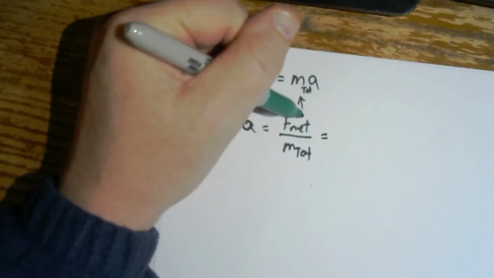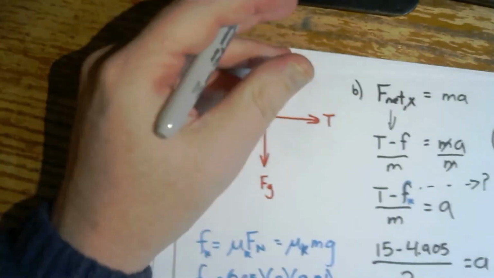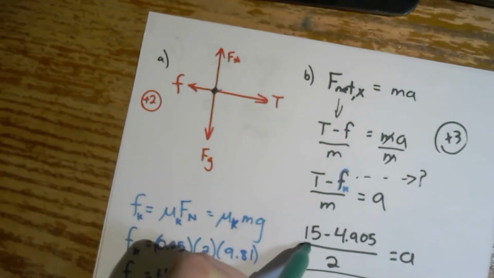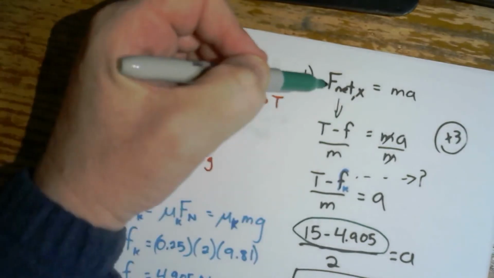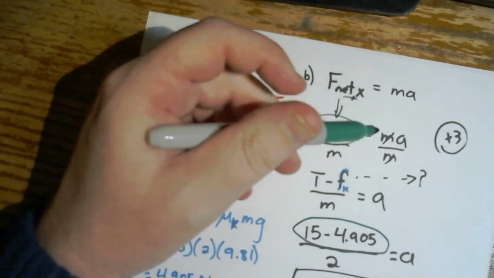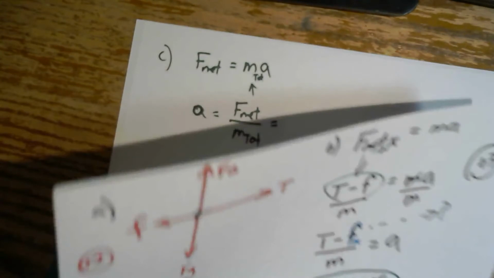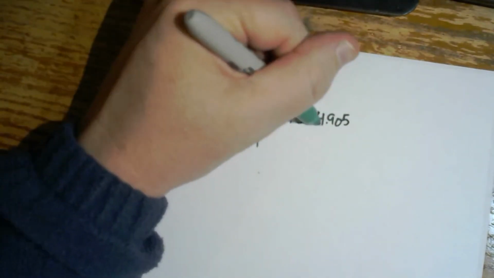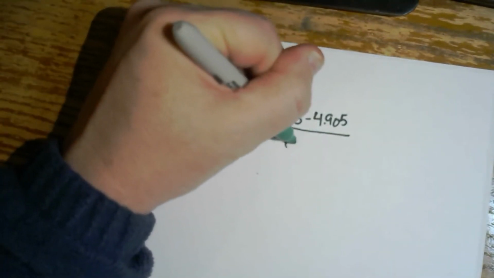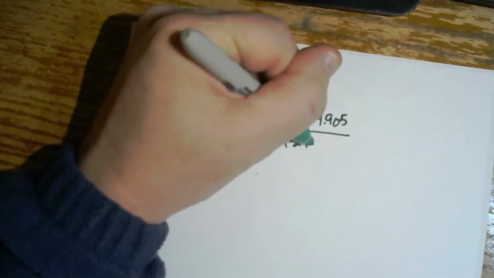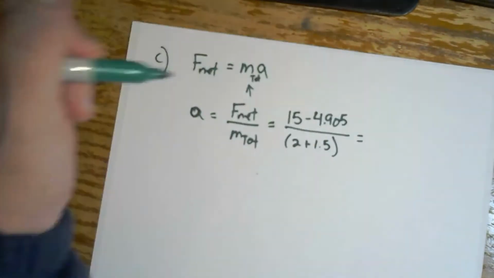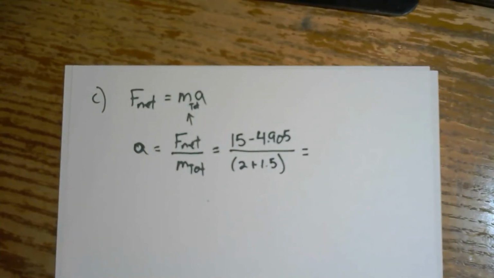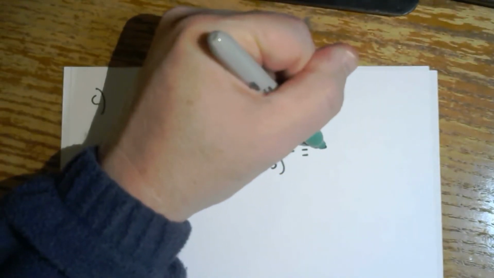And the net force is going to be exactly the same as what it was before. Everything else is exactly the same. So this term right here on top, that was our net force. Okay, tension minus friction. And so this net force is the same, 15 minus 4.905. But this time the total mass is going to be the 2 kilogram block plus the 1.5 kilogram block. We've added extra mass to the system. And so now when we calculate our acceleration, we end up getting a different value.